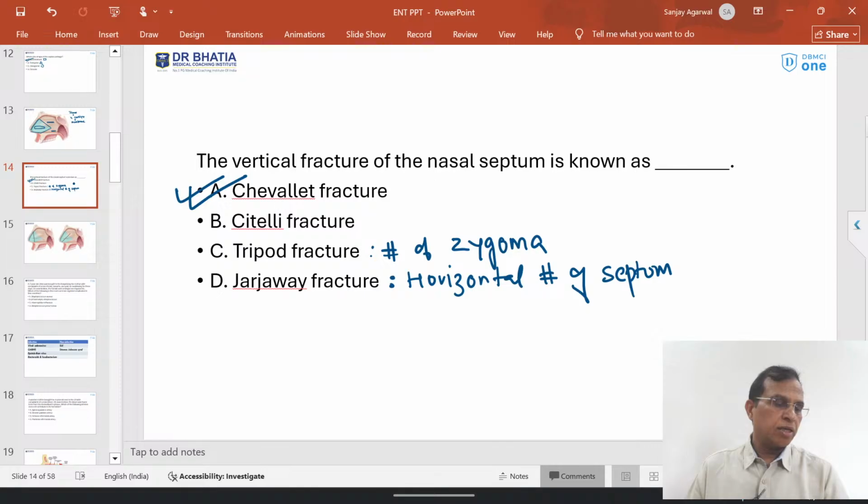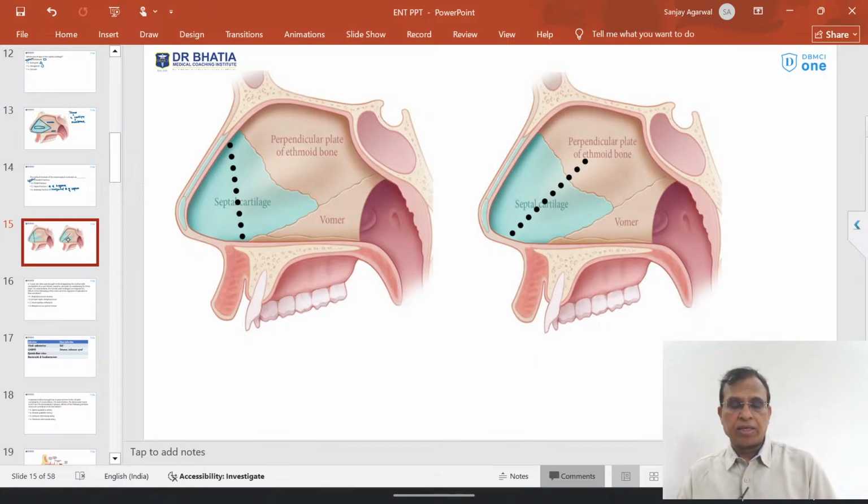So Anirudh also note zygomatic fracture is called tripod fracture. That's very good, great Anirudh. Zygomatic fracture is tripod. Very, very good. Absolutely perfect. Now look at these 2 images. Now these are both septums, and this dotted line is trying to show you the direction of the fracture line.